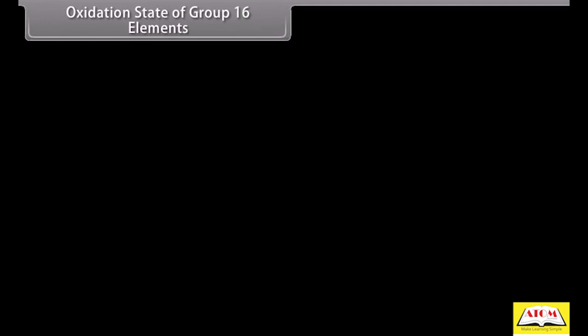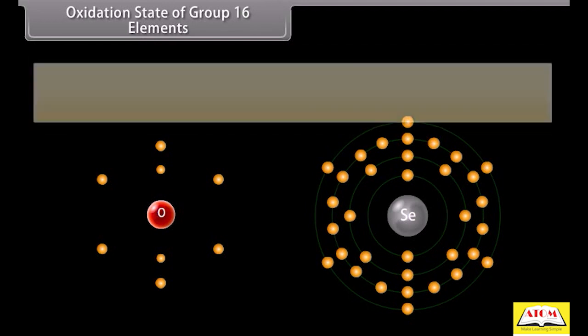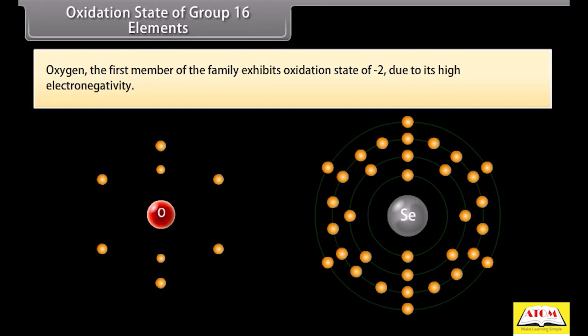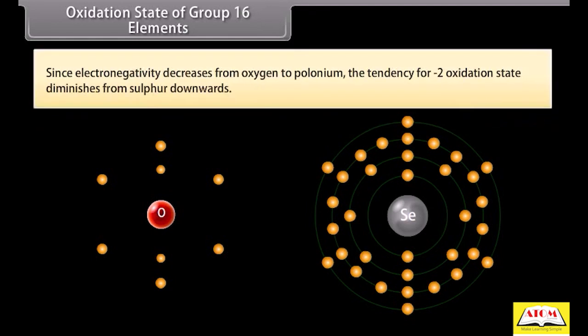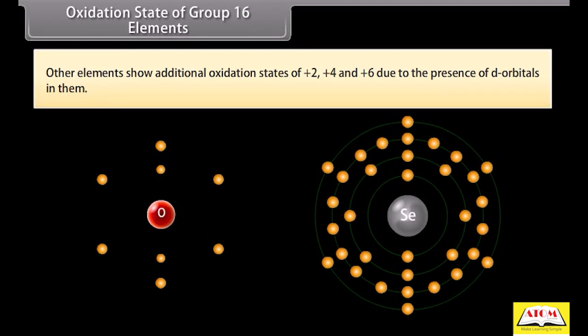Oxidation state of group 16 elements. Elements of group 16 have ns2np4 outer electronic configuration. They tend to acquire the nearest inert gas configuration by gaining or sharing 2 electrons. Oxygen, the first member of the family, exhibits an oxidation state of -2 due to its high electronegativity. Since electronegativity decreases from oxygen to polonium, the tendency for the -2 oxidation state diminishes from sulfur downwards. Other elements show additional oxidation states of +2, +4 and +6 due to the presence of d orbitals in them.